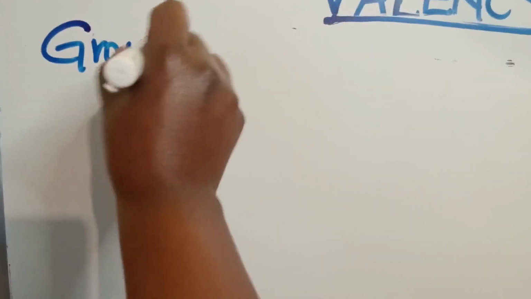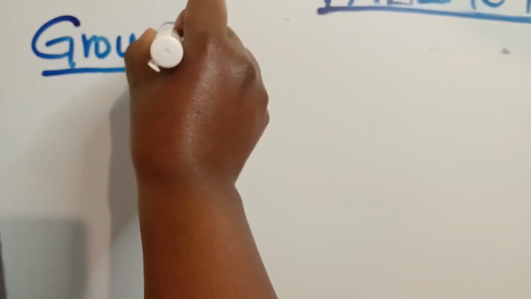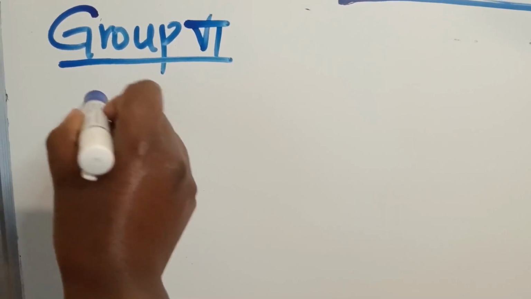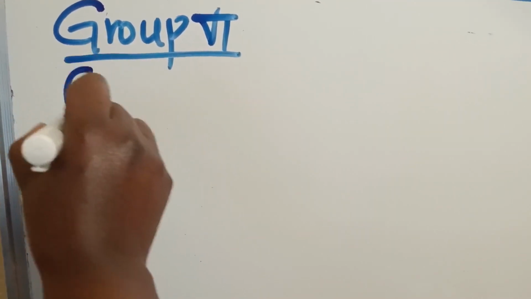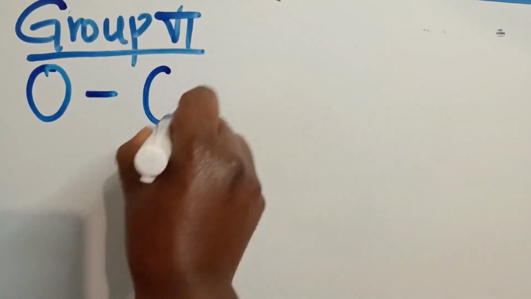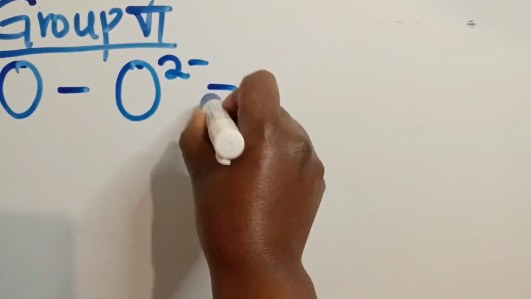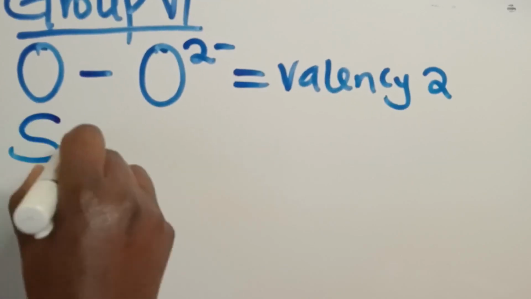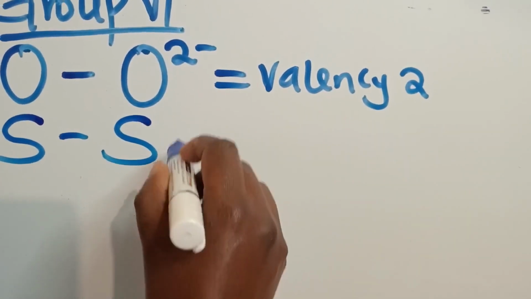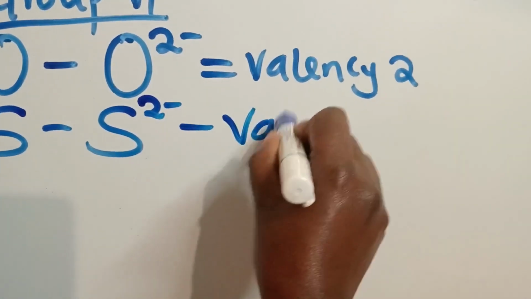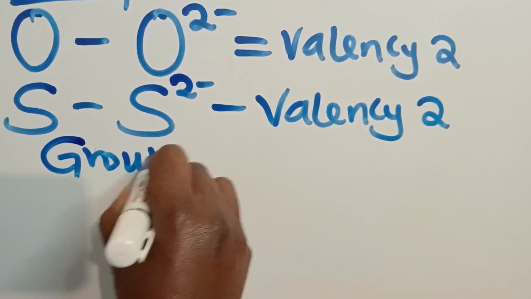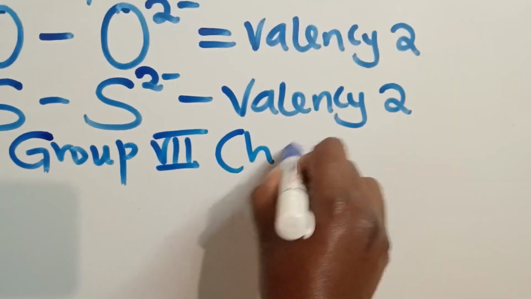Next we have group 6 elements. In this case we have 2 among the first 20 elements. We have oxygen as an atom forming the oxide ion with a valency of 2. Then we have sulfur forming the sulfide ion again with the valency 2. Then we have group 7, the halogens.